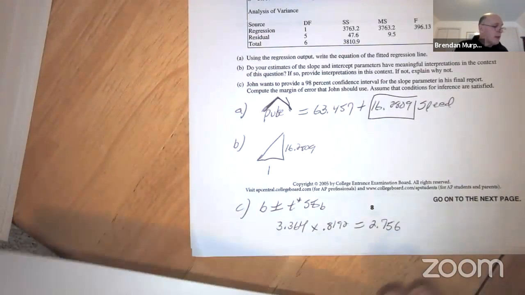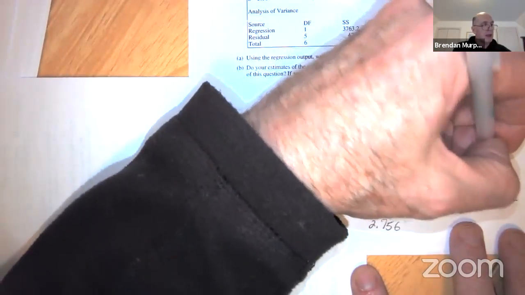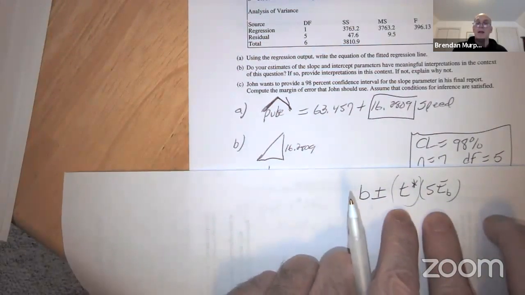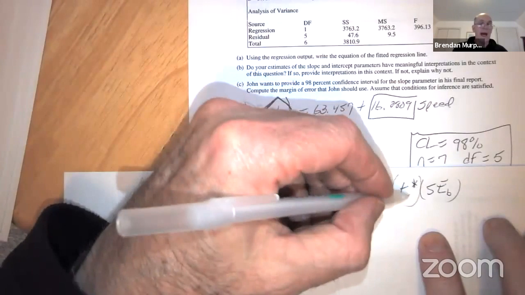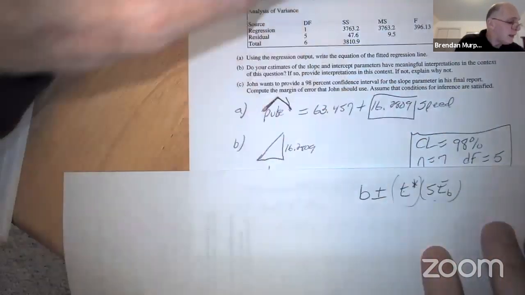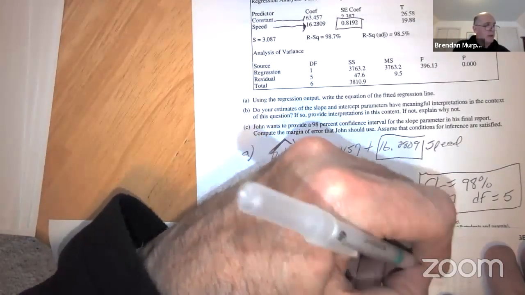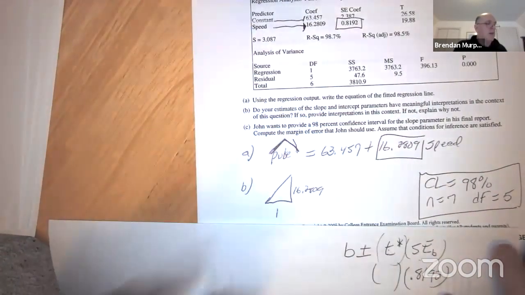Okay, so I want a 98% confidence level, right? So the confidence level is 98%. N was 7, so degrees of freedom is 5. So I have b plus or minus my critical t value times SE_b. When I multiply those two numbers, I get my margin of error. So I need to go get that critical t value. My SE_b feels like it's this 0.8192 up here, right next to my slope. 0.8192. Let's quickly go get my critical t value.